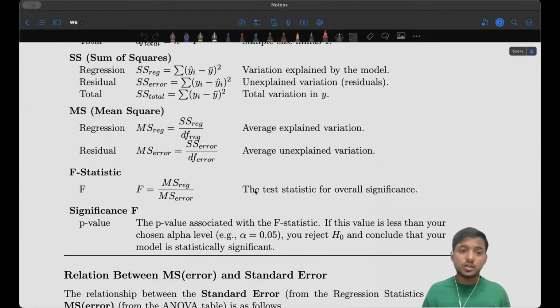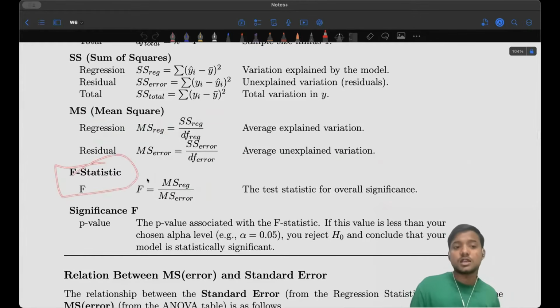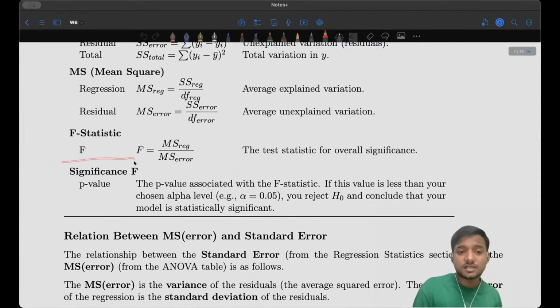So whatever test you are going to do, in a similar fashion, every test has a test statistic. Chi-square has chi-square test statistic, t-test has t-test statistic, and f-test has f-statistic. So this is what your test statistic would look like. And what is the significance F? This is going to be the p-value for the test.